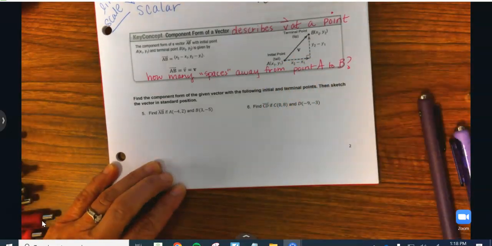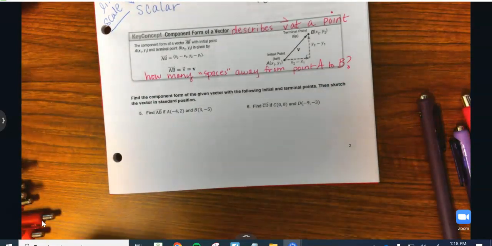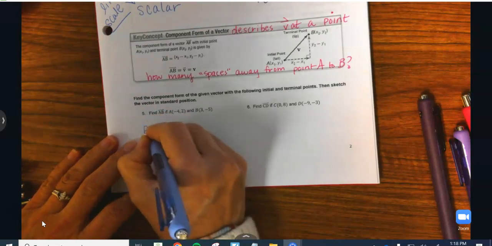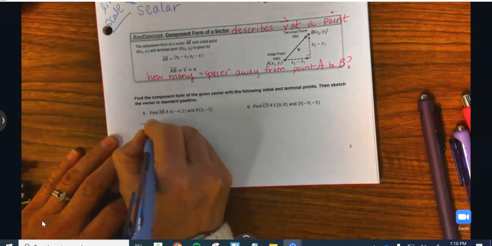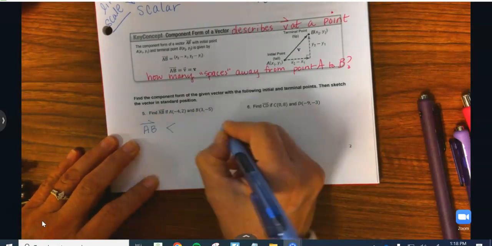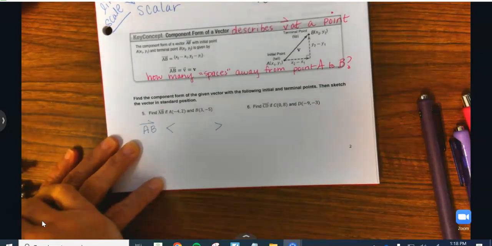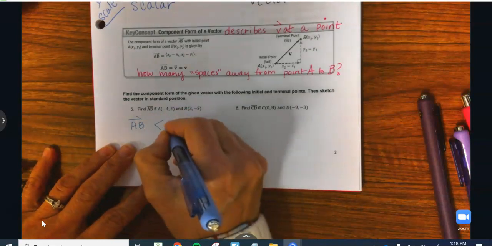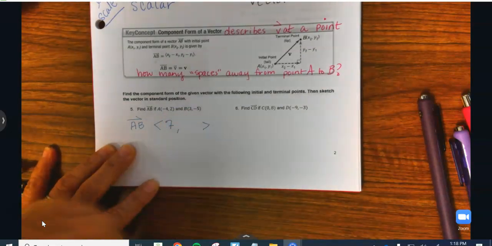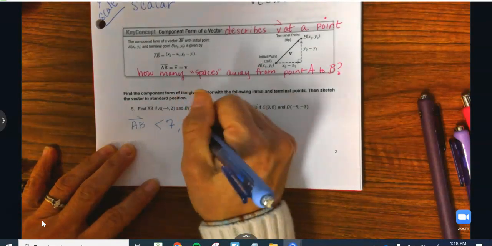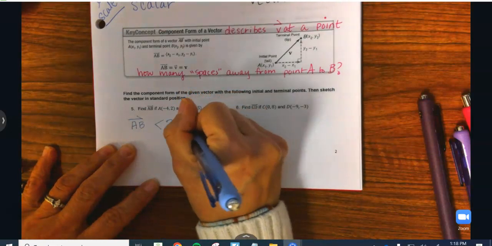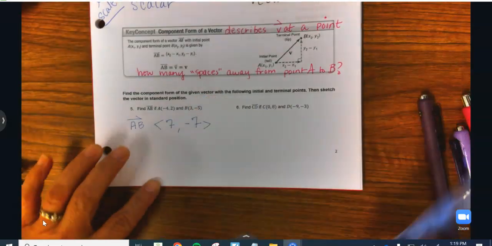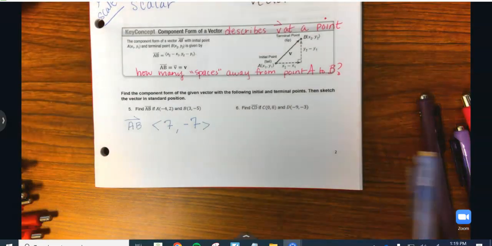All right, let me show you what I'm talking about here. So we're going to find the component form of a vector with the following initial and terminal points, then sketch the vector in standard position. So we're going to sketch that a little later. Now look at my arrows. We always use this. This is known as a vector symbol. Why did I put a 7 there? I put a 7 there because that's how many spaces away it is from -4 to +3.